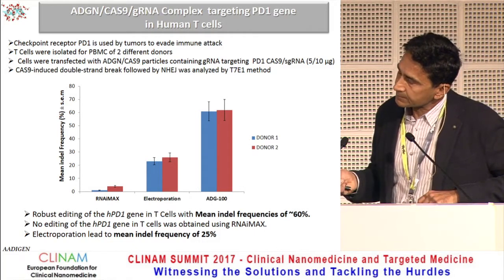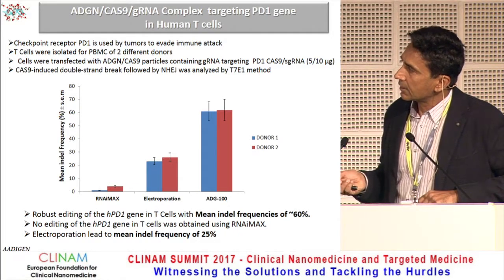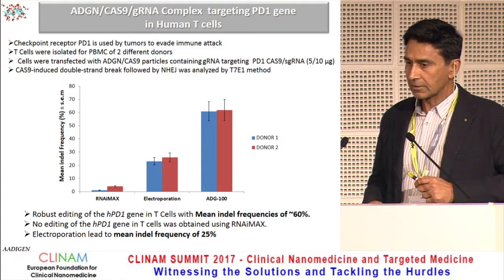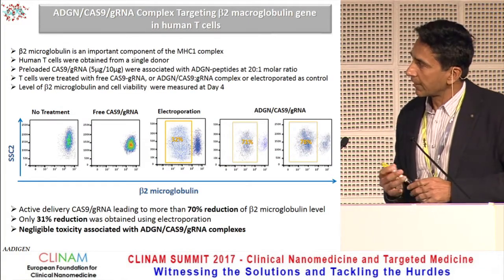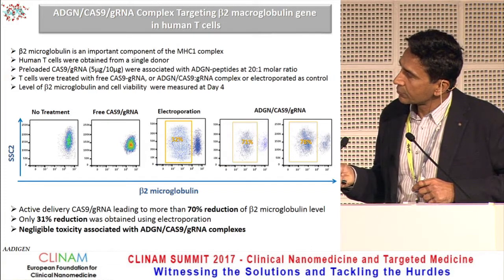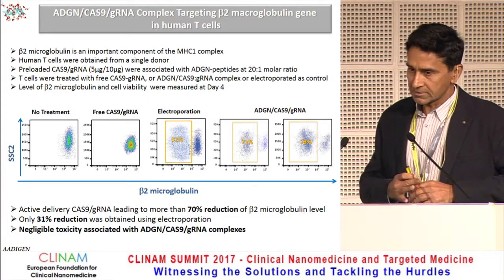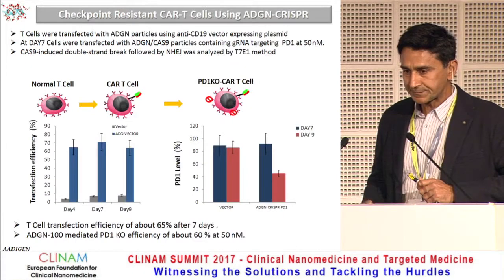And you can see that the effect is pretty robust. So you can get about 60% or so knockdown of the PD-1 in the human T cells. We can do the same thing with beta-2 macroglobulin. And again, here we use electroporation as a control, which didn't work that well. But when you use the peptide with the protein and the corresponding gRNA for beta-2M, then you get about a 70% knockdown of that receptor.